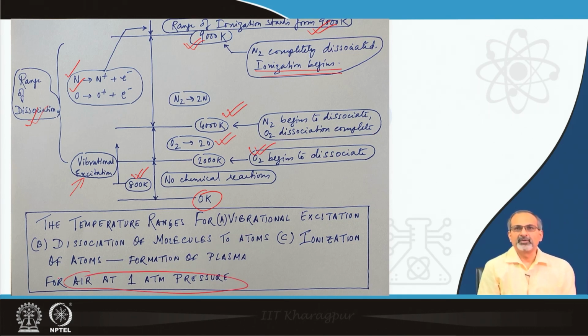If you are going to alter the pressure, then these temperature ranges are going to get altered. So, the temperature ranges for vibrational excitation, dissociation of molecules to atoms, ionization of atoms and formation of plasma that you see over here are very important, but always keep in mind that they are relevant only if you are setting the pressure to 1 atm.